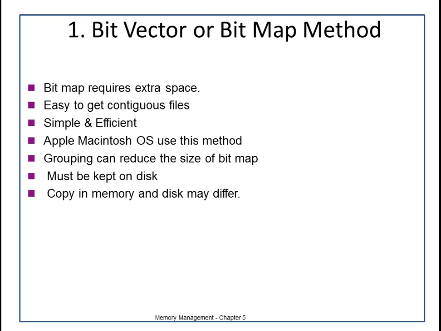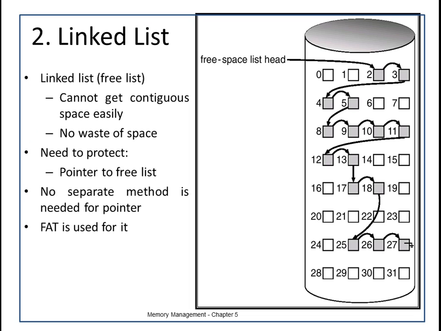And we must keep this on the disk, and the copy in the memory and on the disk may differ. This is the problem of the bit vector or bitmap, that the copy in main memory and the disk will vary. So the second method is the linked list.